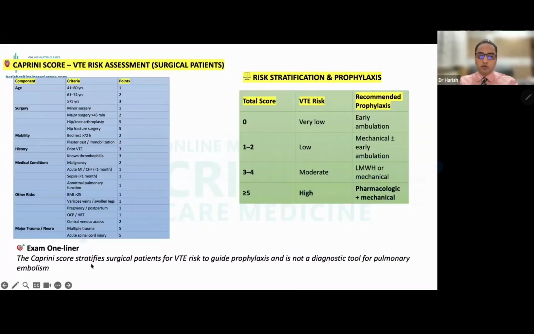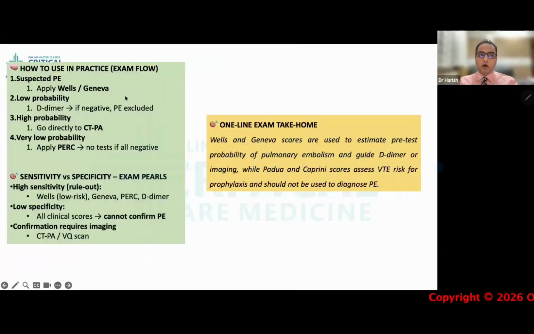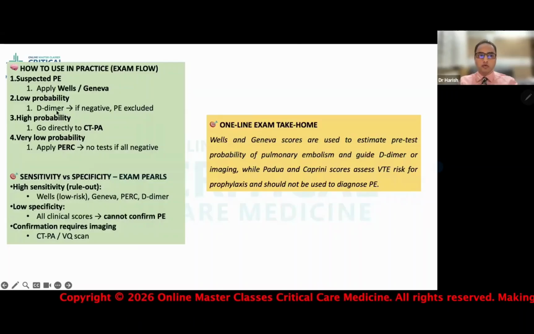So the Caprini score stratifies surgical patients for venous thromboembolism risk to guide prophylaxis and is not a diagnostic tool for pulmonary embolism. Very, very important. Okay. So the take home, how to use in practice, even in exam: suspected PE, we can use Wells or Geneva score. Low probability, do the D dimer; if it is negative, PE is going to be excluded. High probability, don't do the D dimer, directly go for the CTPA.